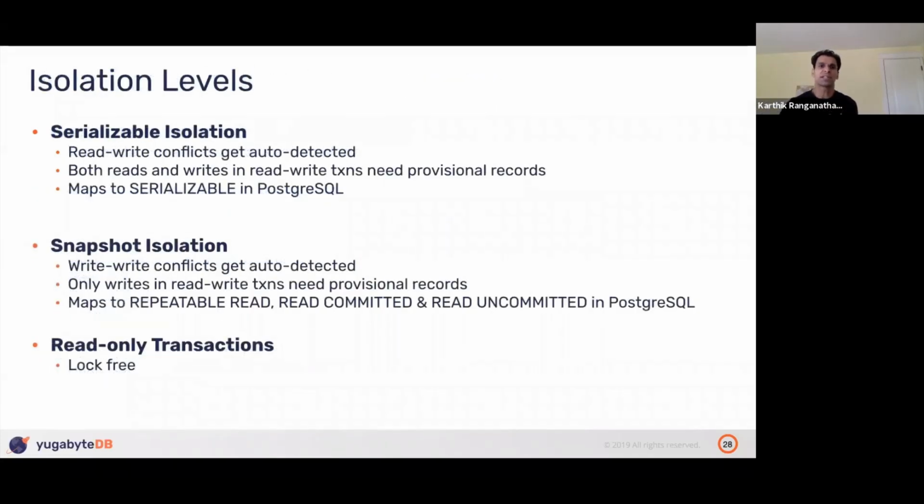The isolation levels that YugabyteDB supports are serializable and snapshot. Postgres serializable maps to YugabyteDB serializable isolation level. Snapshot, like everything below serializable, maps to snapshot, like repeatable read, read committed, read uncommitted, because as a transactional database, we didn't really want to support read committed and uncommitted. That's more in OLAP-ish workloads, right? Not so much for OLTP workloads.